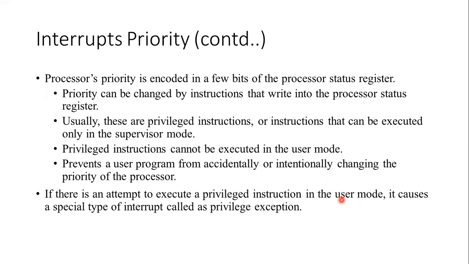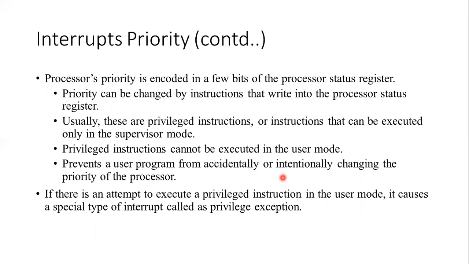To decide that, different types of schemes, bus arbitration schemes, or you can say priority arbitration schemes, have been defined. There are 3 types of priority arbitration schemes, called daisy chaining, polling, and independent interrupt or independent request. By these 3 methods, we can define the interrupt priority. However, priority can be changed by an instruction that writes into the processor status register. If there is an attempt to execute a privileged instruction in user mode, it causes a special type of interrupt called a privilege exception.